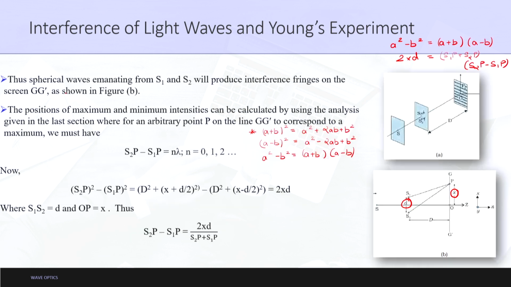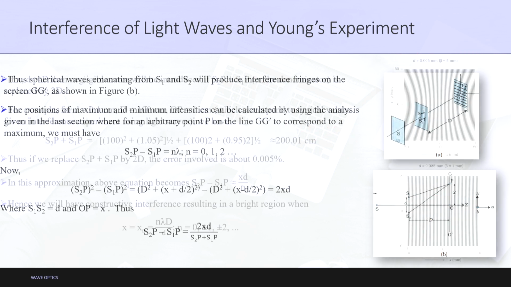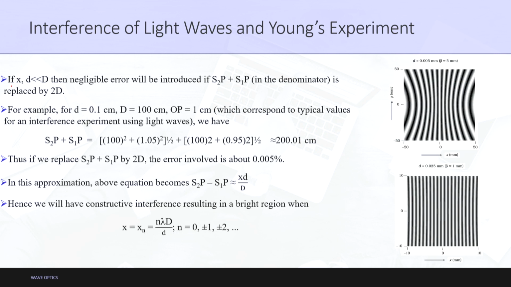What does it try to explain to you? If these small distances, small x and small d, are very much less than capital D, then s1p and s2p can be directly assumed to be straight lines. If so, s1p can be denoted by capital D and s2p can be denoted by capital D again. So s1p plus s2p can be written as 2D. This is only the assumption, and this is why it is put forward here. So if x and d are very much less than capital D, negligible error will be introduced if s2p plus s1p in the denominator is replaced by capital 2D.